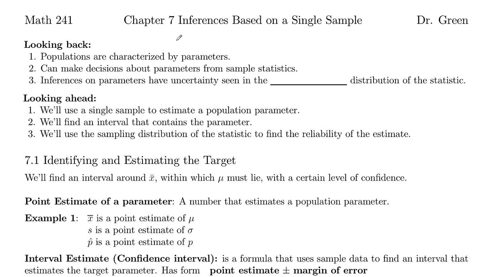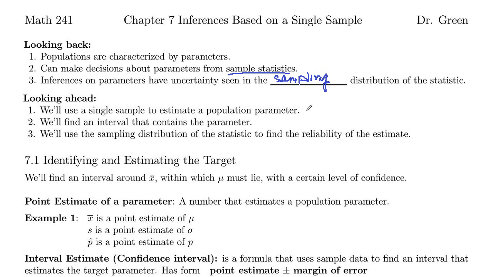In Chapter 7, we are going to start making some inferences based on single samples here. So looking back just a little bit, populations are characterized by parameters, and then we can make decisions about parameters from looking at sample statistics here. But then inferences on parameters are going to have uncertainty, and that can be seen in the sampling distribution of that statistic.